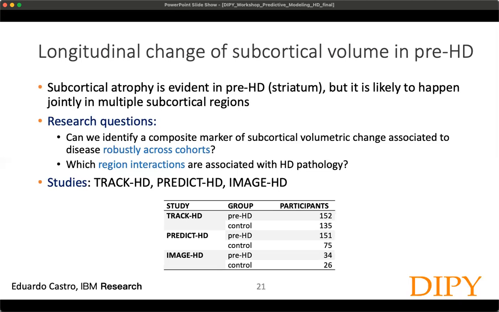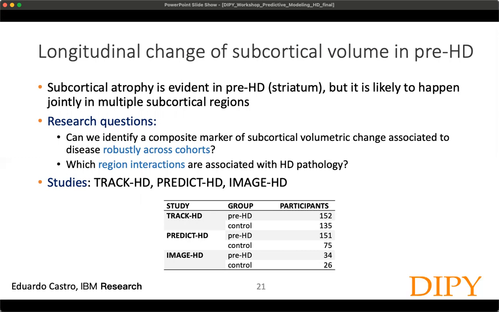Still, considering that multiple subcortical structures have early atrophy prior to disease manifestation, it makes sense to jointly characterize these subcortical regions, as opposed to looking at each structure separately. So the point of this analysis was, can we identify a composite marker of subcortical volume change associated with the disease that can be robustly detected across several cohorts? And second, can we find which region interactions drive or can inform us about pre-manifest HD pathology?